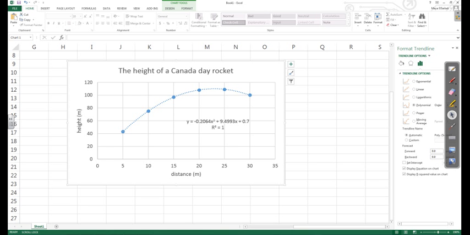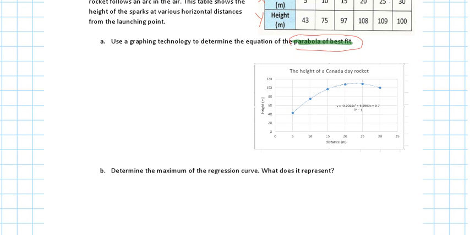Okay? All right. Now, we graphed it. The next question is asking you to determine the maximum of the regression curve and what it represents. Where is the maximum of that curve? Between 20 and 25, right? It's going to be somewhere between 20 and 25.